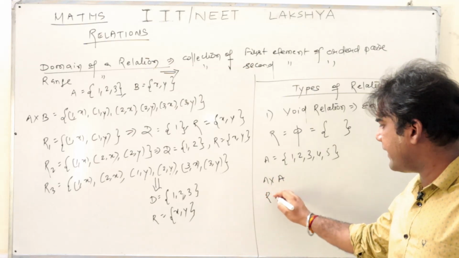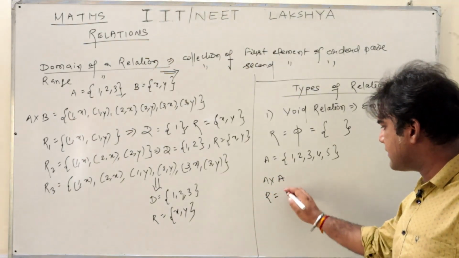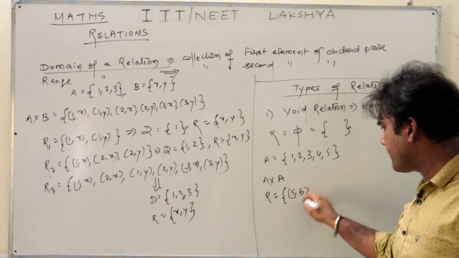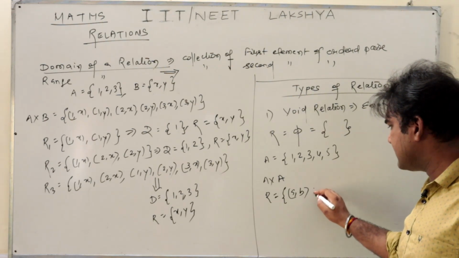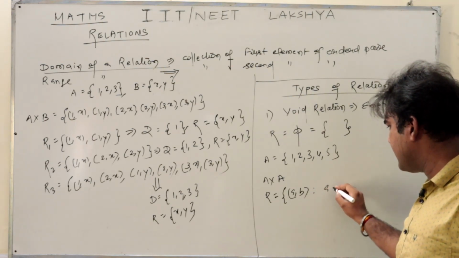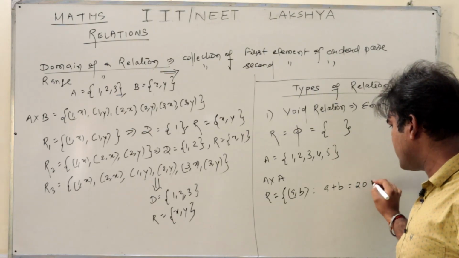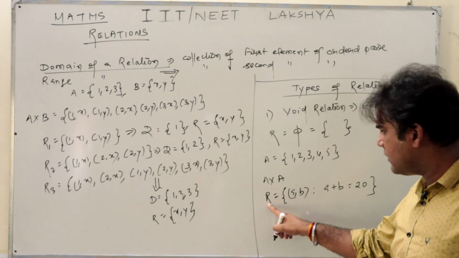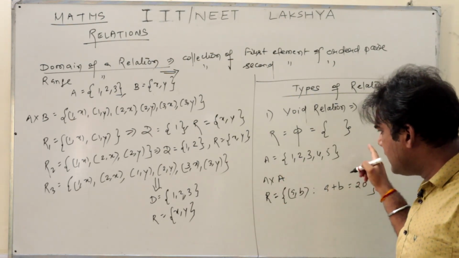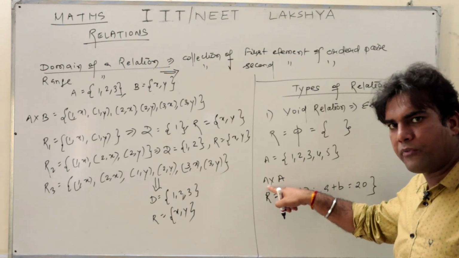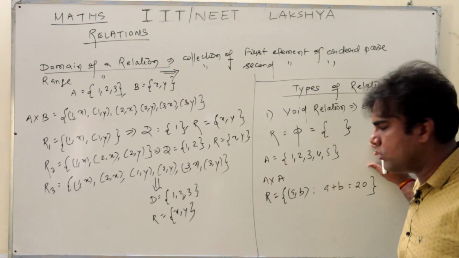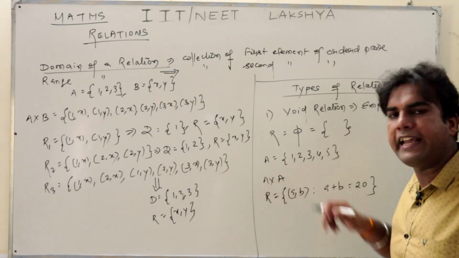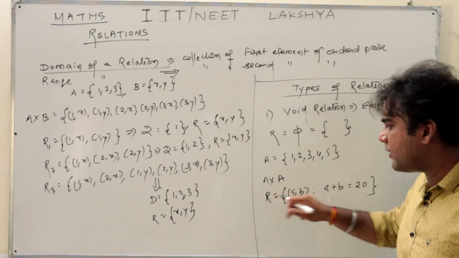Now relation R is defined such that R is a collection of your ordered pairs (a, b) such that a plus b is equal to 20. Now you see how we are defining the relation R. Set A is there. This Cartesian product is defined on A to A. We can create B also, but B is nothing but A. So we are creating the Cartesian product of A and A only, which is A cross A. On that we are defining a relation.